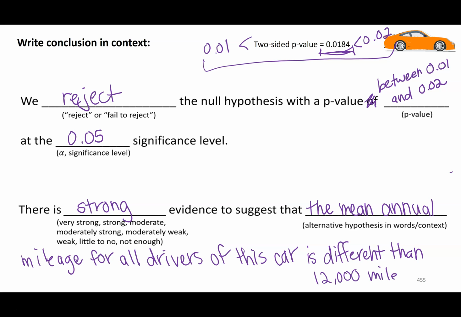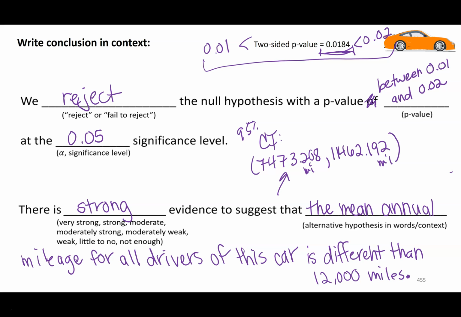Which, if you look back to your confidence interval, it's not like a guarantee, because, well, I guess it was a two-sided test. If you look at the 95% confidence interval, I'm just throwing it on here because it's where there's room, I had 7,473.208 miles to 11,462.192 miles. If you look here, the value 12,000 is not inside of it. In fact, 12,000 is somewhere above the entire interval.